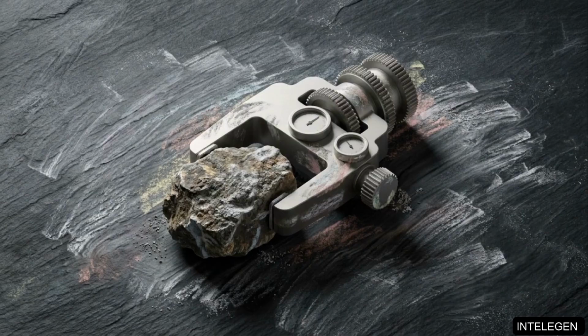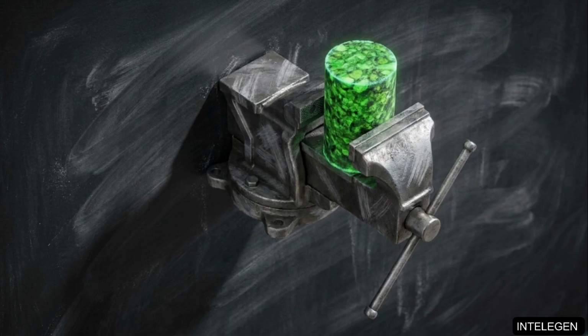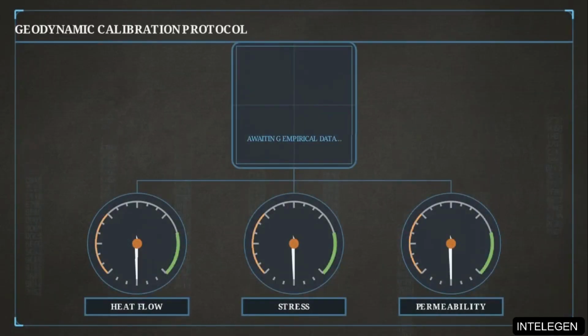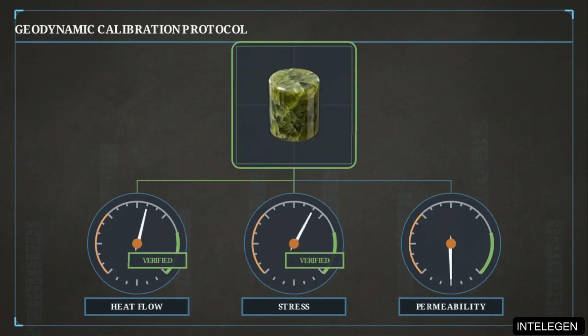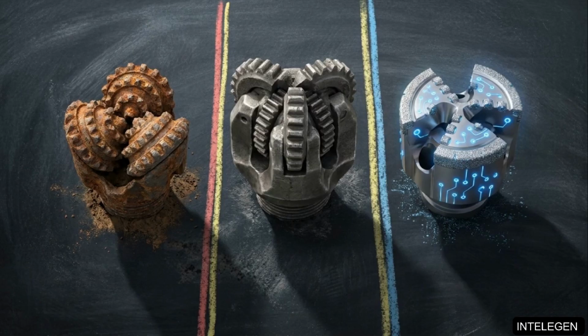To eliminate these assumptions, we need empirical ground truthing. We must physically penetrate the Moho, extract mantle peridotite, and calibrate these global geodynamic models with physical evidence of heat flow, stress, and permeability. Reaching the Moho requires managing the compounding physics of ultra-deep drilling, an effort that has evolved through 3 distinct technological generations.